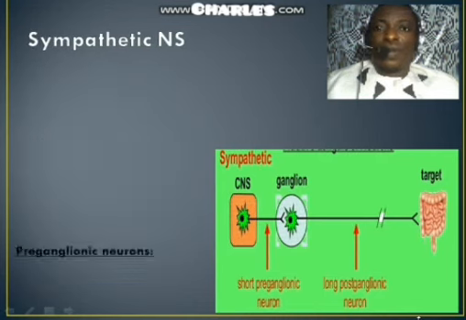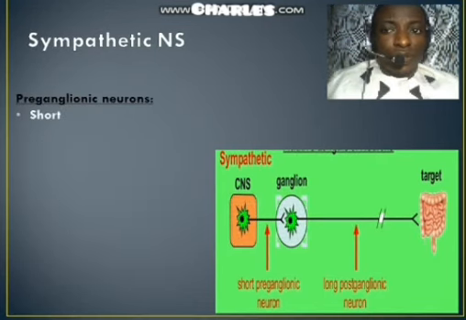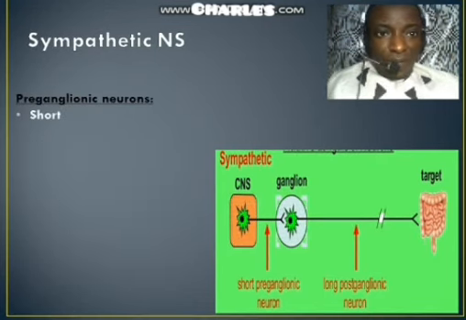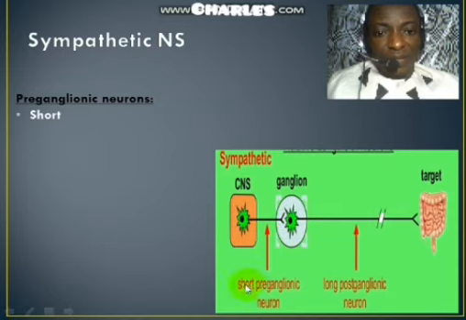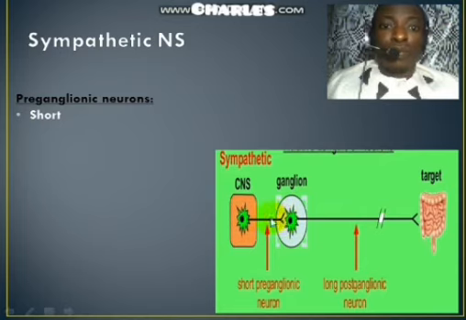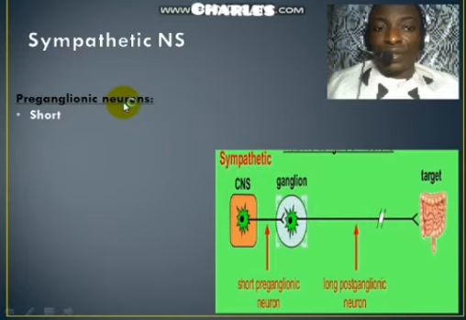Going forward, the preganglionic neuron of the sympathetic nervous system is short. This diagram represents the sympathetic nervous system. This is the preganglionic neuron. From here down to this part represents the preganglionic neuron. So the preganglionic neuron of the sympathetic nervous system is short. It's short like me.